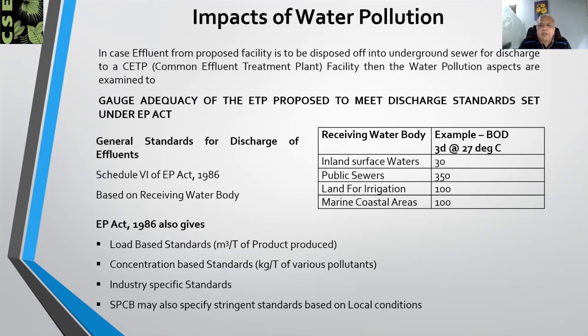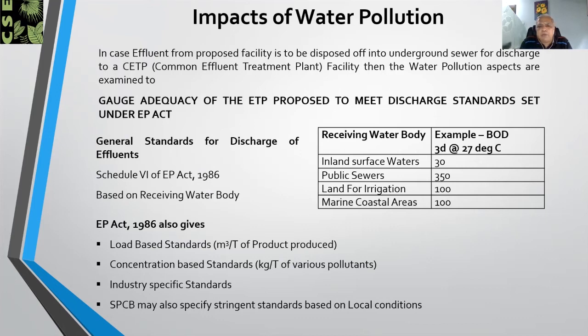Here, we should have clear concepts of how to segregate the waste and how to treat the various segregated waste in a proper manner so that the various discharge standards are met. Now, what are the standards which are propagated by the MOEFCC? A brief summary is given here. One is the general discharge standards for discharge of effluents, which are based upon the receiving water body, that is inland surface waters, public sewers, land for irrigation, and marine coastal areas.